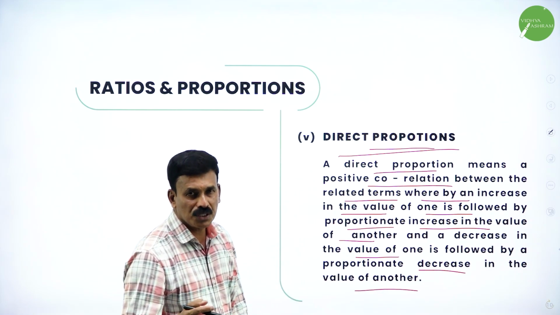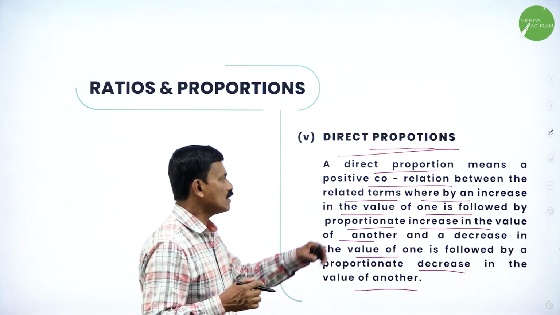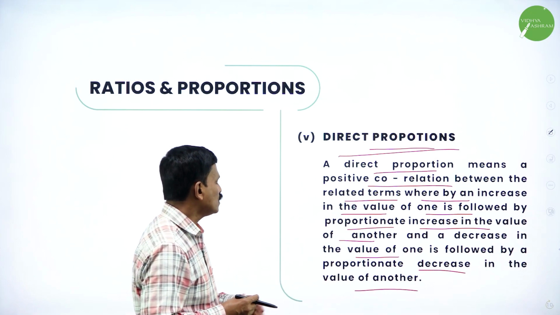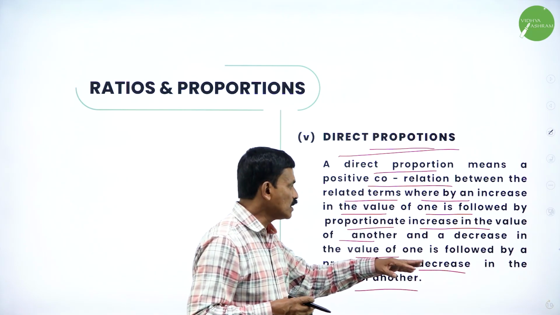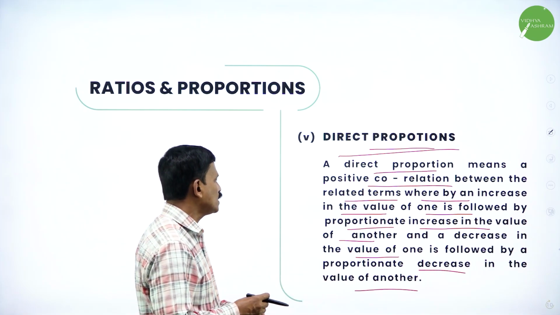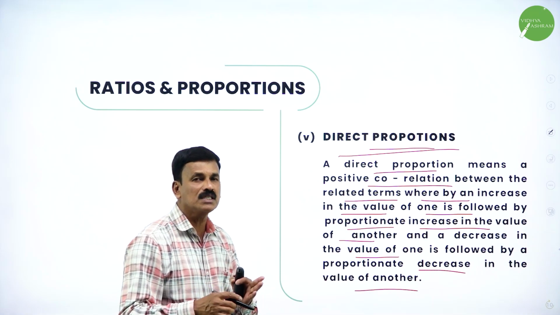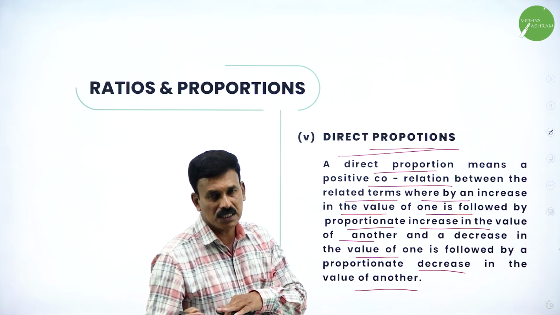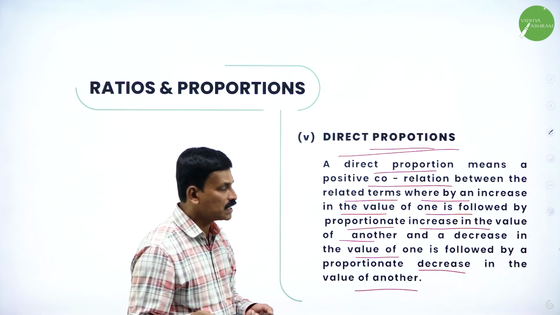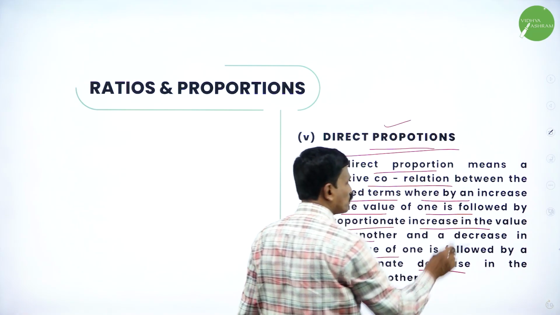There is a correlation between related terms whereby an increase in the value of one is followed by an increase in the other, and similarly if there is a decrease in the value of one, it is followed by a proportionate decrease in the value of the other. So if there is an increase, a proportionate increase is also there, and if there is a decrease, it is followed by a proportionate decrease. In such a case the proportions are said to be direct proportions.